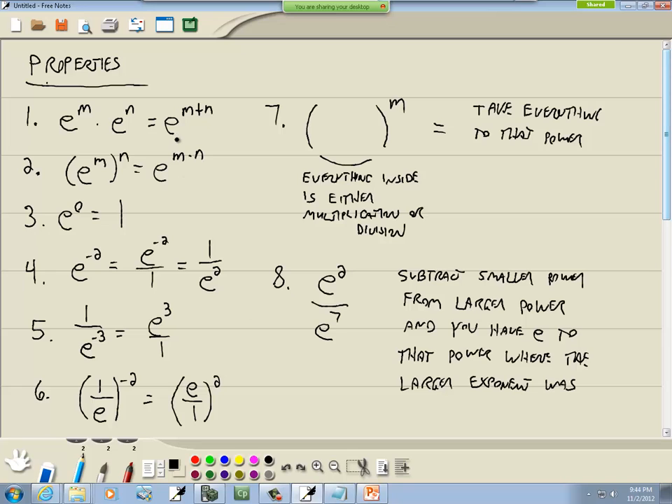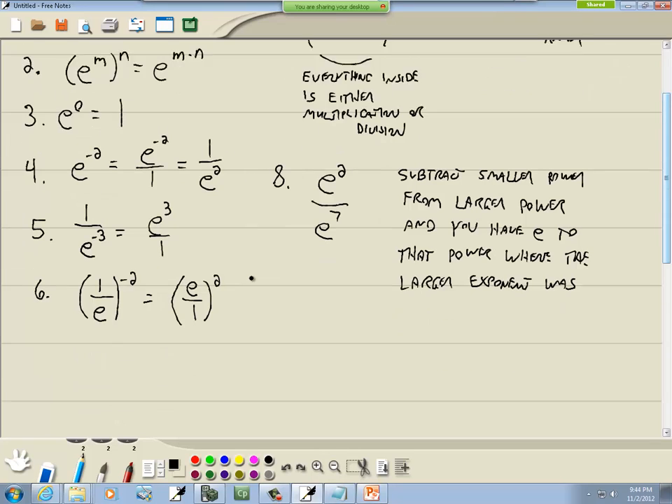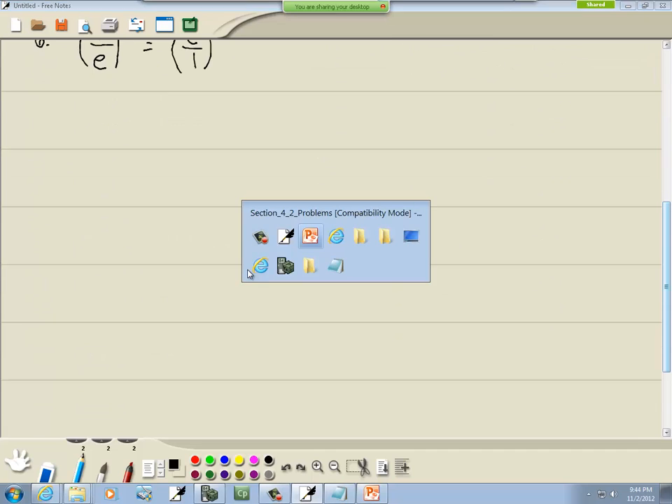Now there's some other properties, but these are some of our main ones we'll look at. Let's work on some problems.